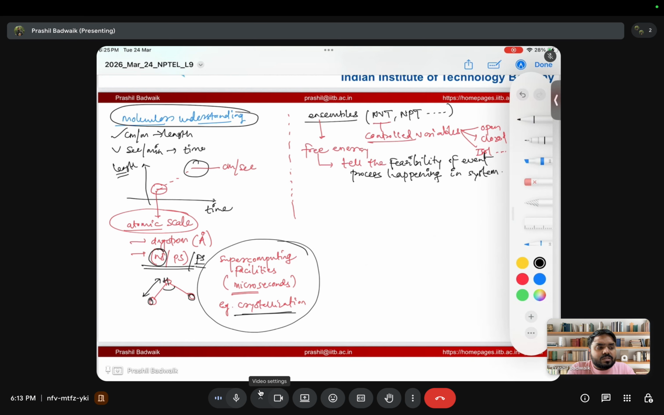Feasibility of the process that is happening. Right, we define the ensembles. So what happens when you go at molecular scale? You have, for example, just like I had shown you, this is my water. Similarly, there will be multiple water molecules which will be there.